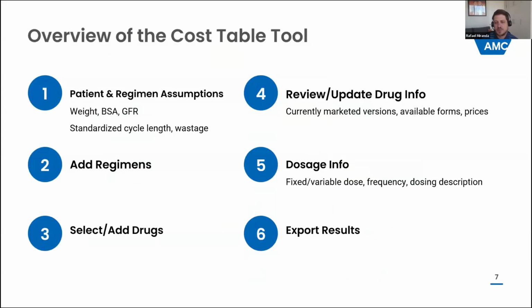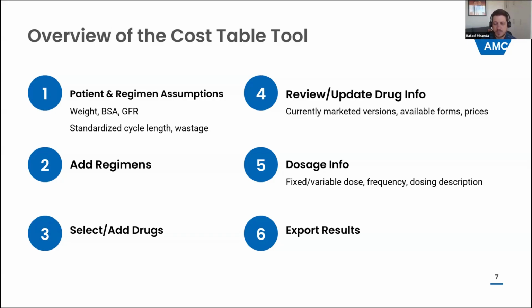The cost table tool is a Shiny-based app that will be used by the health economics team at CDA-AMC and will automate most of the building and validating tasks. We designed an app that has multiple steps, starting with patient and regimen assumptions used in the calculations, for example, average age, weight, or body surface area, the standardized cycle length, and consideration of wastage. And then the user will add all the regimens that will be included in the table. In the next step, the user will select all the drugs that are part of the regimens from an existing database or add new drugs to the database.